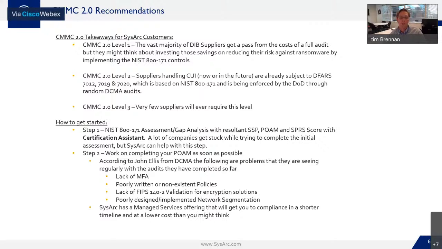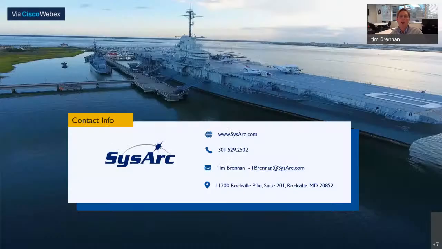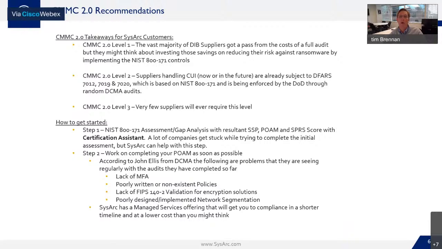So that's our advice. I understand the economics of it, but you business owners can make up your minds on that. And then if you move up to CMMC 2.0 level 2, that's suppliers handling CUI that already fall under DFAR 7012, right? So you should normally already be there, right? And we know that a lot aren't, and some have made progress. And again, it's continue down that road.